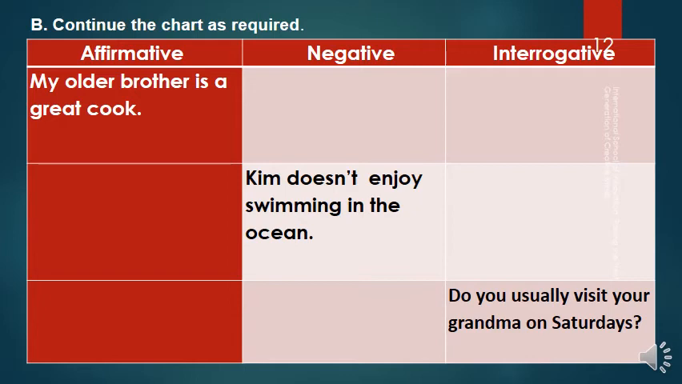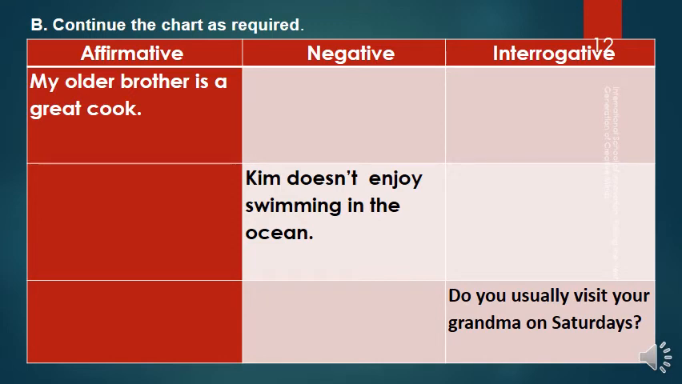Let's check. My older brother is a great cook. If we want to change the sentence to the negative form, we have to add not, the opposite form. So my older brother is not a great cook. Since here the verb is is, we have to start the interrogative sentence with is. Is your older brother a great cook? And of course we have to add the question mark.